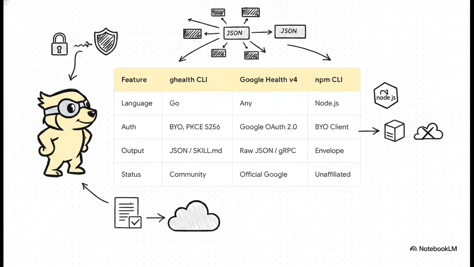Not fun. There are a few other options out there, like an unofficial Node.js npm CLI, but that requires a full Node environment, and it's totally unaffiliated with Google. ghealth, on the other hand, gives you a lightweight single Go binary, secure PKCE auth, and agent-ready simplified outputs. And it does all of this while being officially hosted right inside the Google Health API community organization.